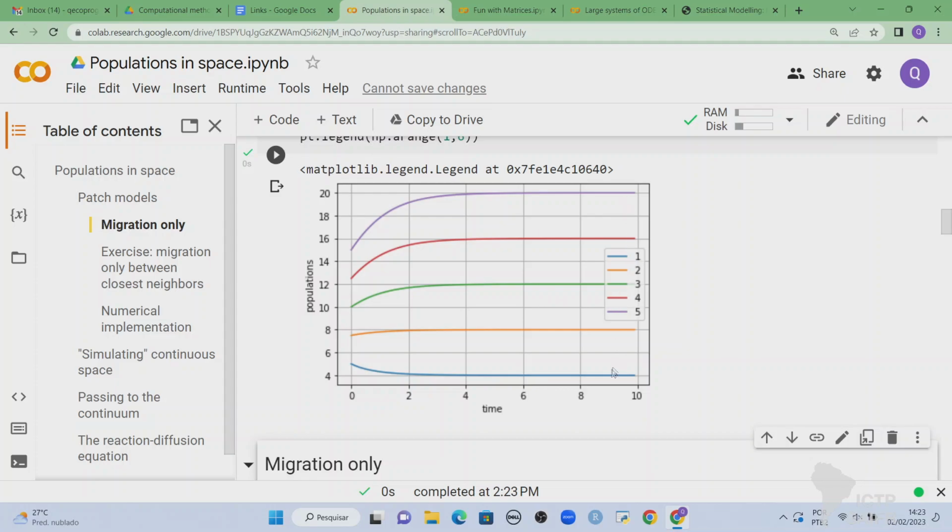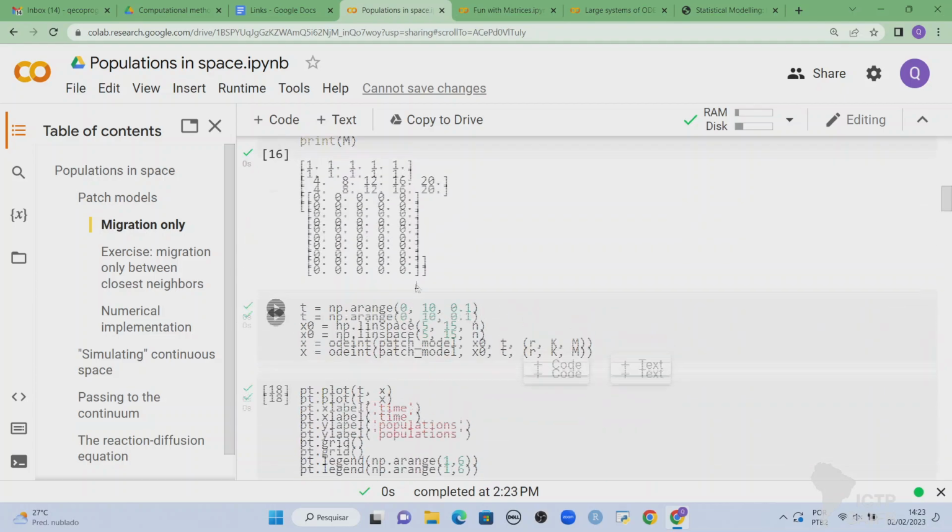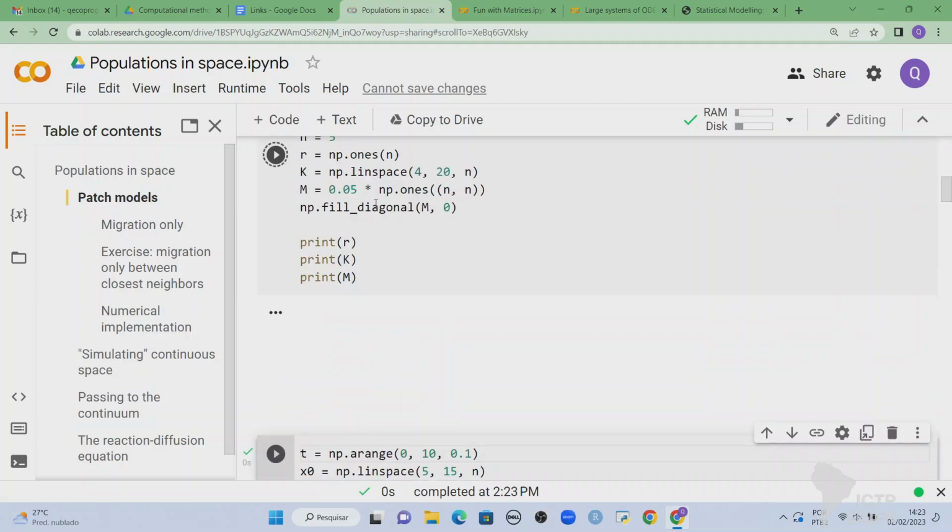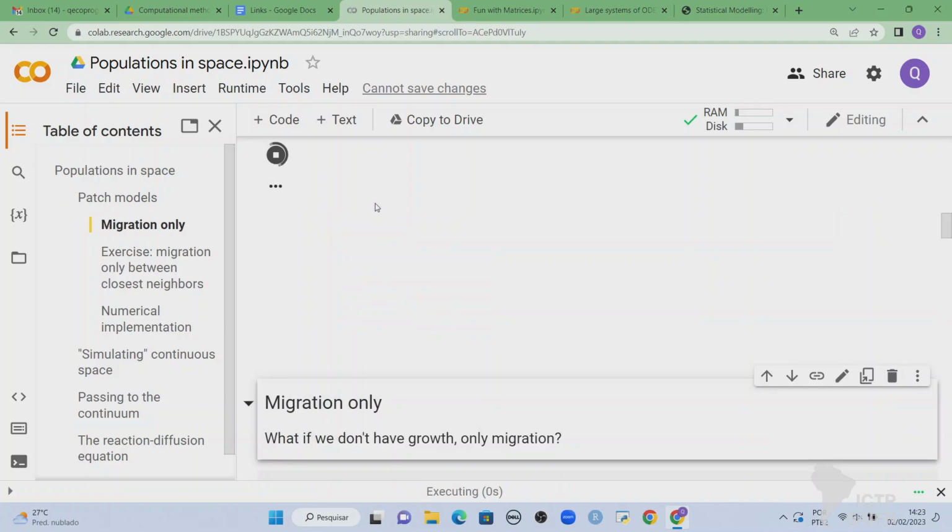Yeah. So they're all going to go to their carrying capacities, and there's no migration at all, right? But then if I include migration, if I include a very small migration over here, it doesn't change much, right? So let's see.